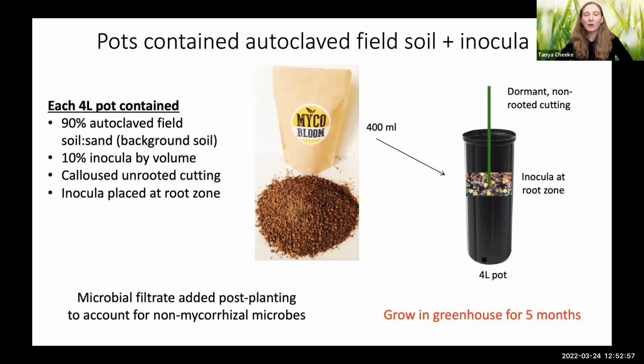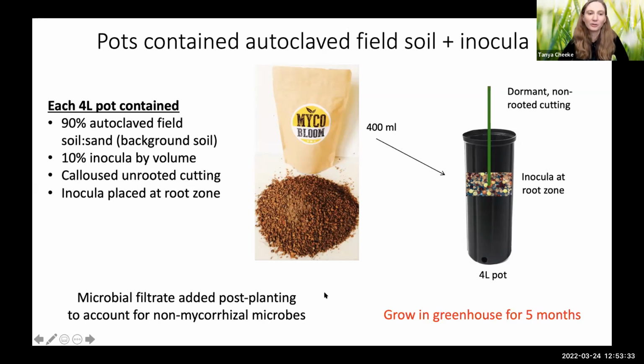The way we set up the pots, we had these 4-liter pots, so they're fairly tall pots. And what we did was 90% of the pot was filled with an autoclaved sand soil mix. And so we collected local field soil, mixed it 1-to-1 with sand to improve drainage. And then that's the background material that's in all the pots. And then the pots that get the mycorrhizal inocula get a thin layer of mycorrhizal inocula placed at the root zone. And then we use a dormant non-rooted cutting of either Merlot or Chardonnay to put in there.